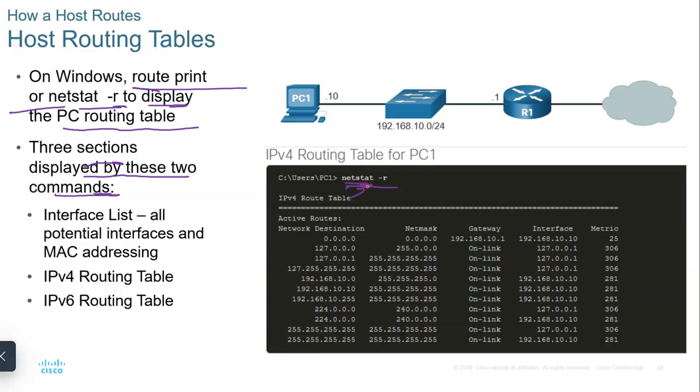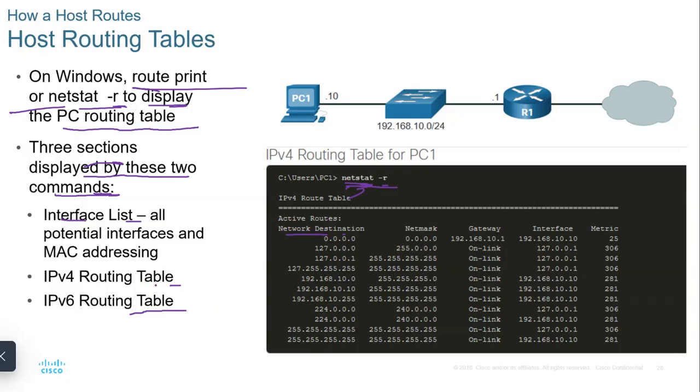First we have the interface list, where there are all potential interfaces and then the MAC addresses. When you look at this, we have the links, the interfaces, they are here. Then we have the IPv4 routing table, with the network destination. Then we have the IPv6 routing table.